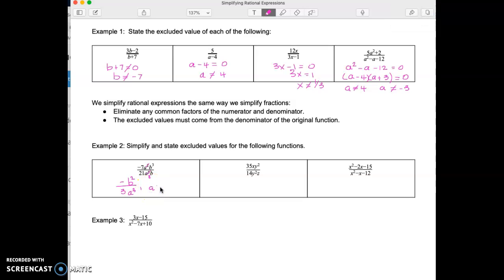But we would have to say a cannot be equal to 0 and b cannot be equal to 0, because we're not adding or subtracting anything from that. We would just have to say we have to leave that out.